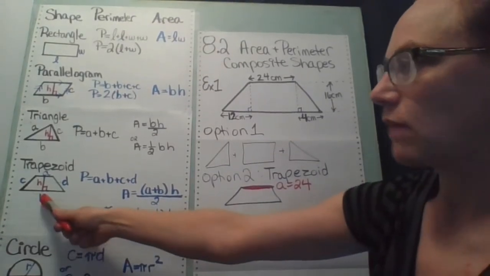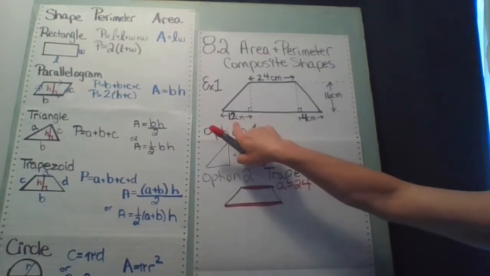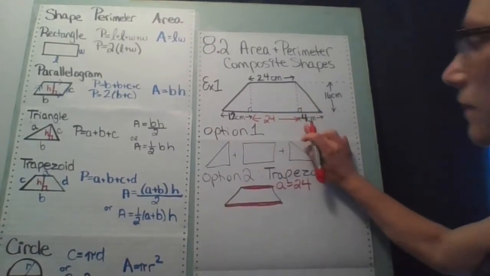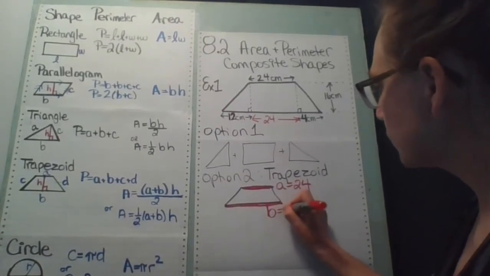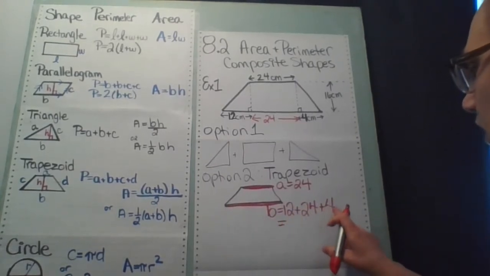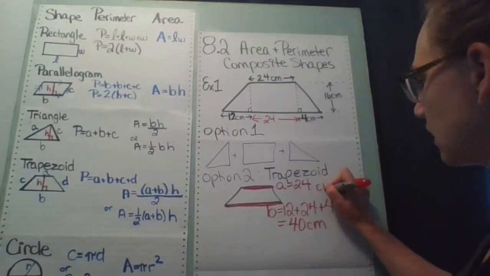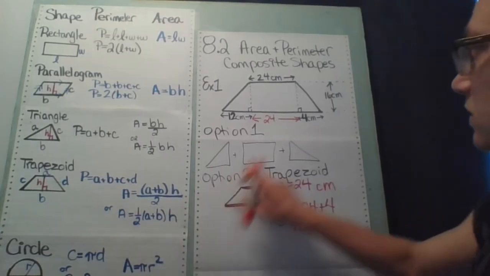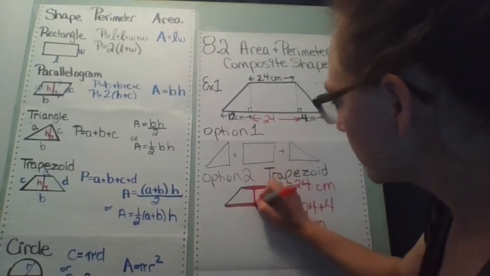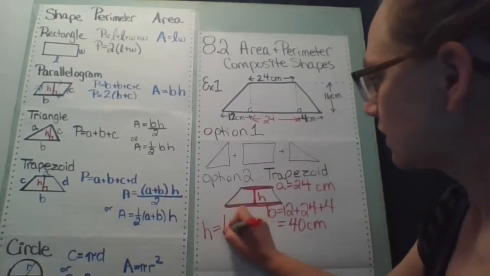I need a B, which is my bottom. So let's see, do I have that value? I do. It's just broken up. It would be 12 plus 24 plus 4. So my base would be 12 plus 24 plus 4. So what does that equal? 28, 30, 40. So I have a 40, and I also need a height. Do I have a height here? Oh, I do. It's written off to the side. So my height I know is 16.